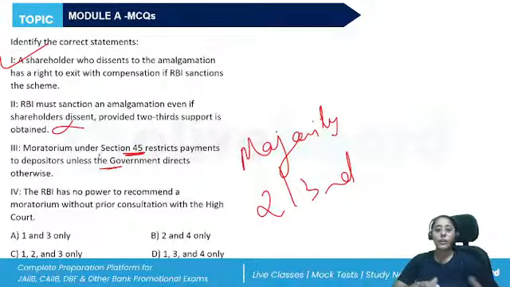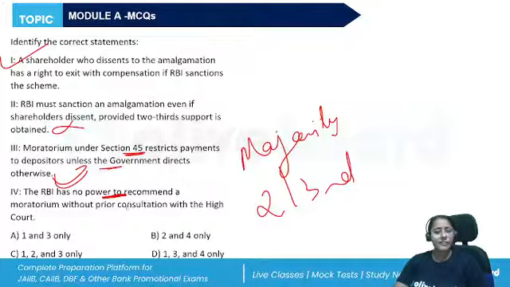So when we are talking about the moratorium, RBI can apply to the central government for an order of moratorium if there's a good reason to do so. In this particular period, for a fixed period, there will be a stay on the proceedings. However, this moratorium will not exceed 6 months. All right. So the moratorium will restrict payment to depositors unless the government directs otherwise. So this is also true.